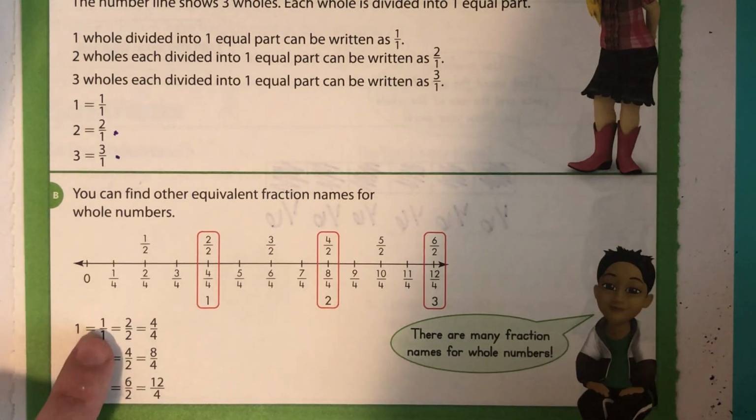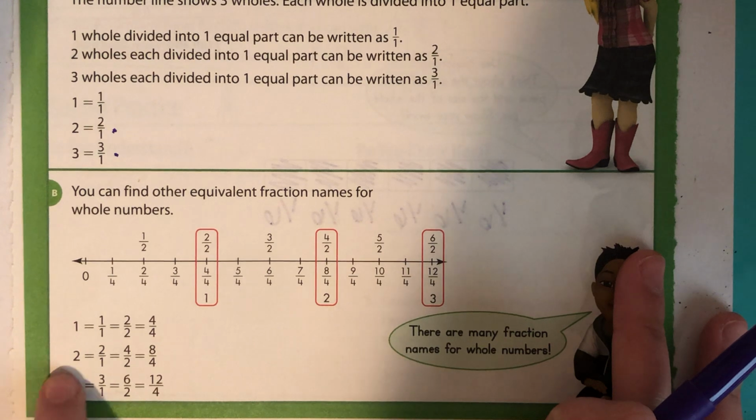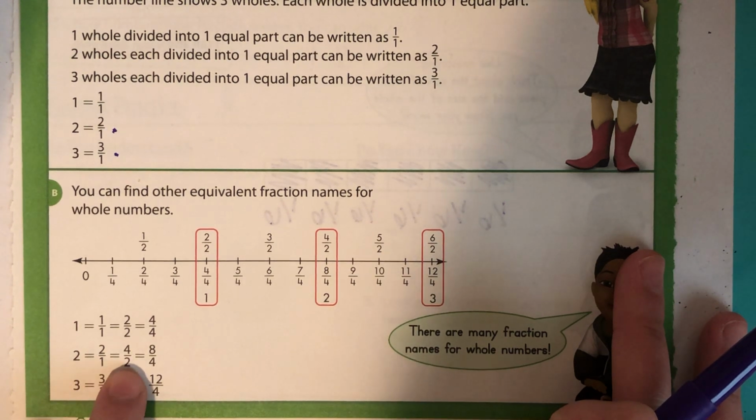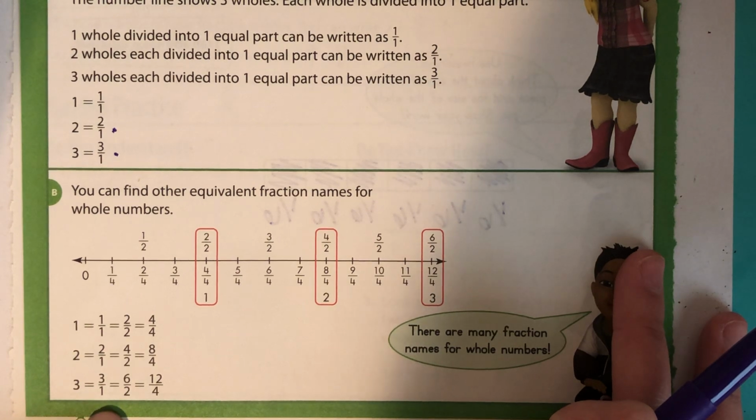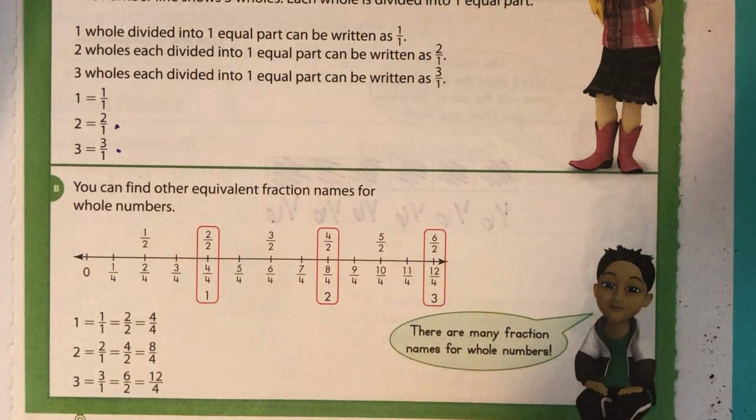So 1 is going to equal 1/1, 2/2, 4/4 in this case. 2 is going to equal 2/1, 4/2, and 8/4. 3 is going to equal 3/1, 6/2, 12/4. And there are many fraction names for whole numbers.